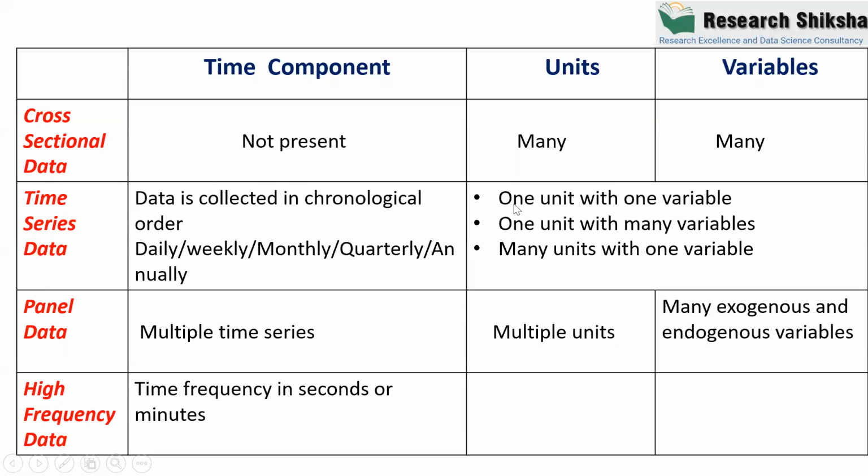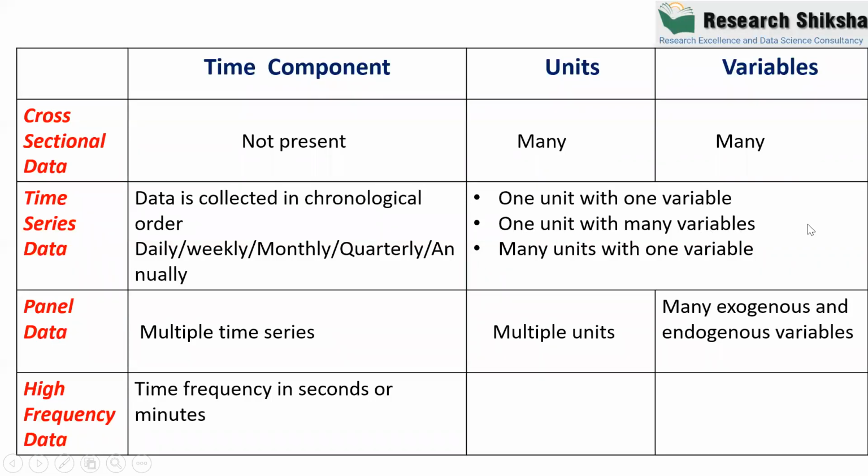For example, either you have the data of one unit with one variable, one unit with many variables, or many units with one variable. Now I'm giving you one example. Suppose I want to collect the data of GDP of India for the last 20 years. So here we have only one country, that is India, and one variable, that is GDP. So we are collecting the data of GDP of India for the last 20 years, from one country and one variable, and the time is 20 years. So this data is also time series data. One unit with many variables.